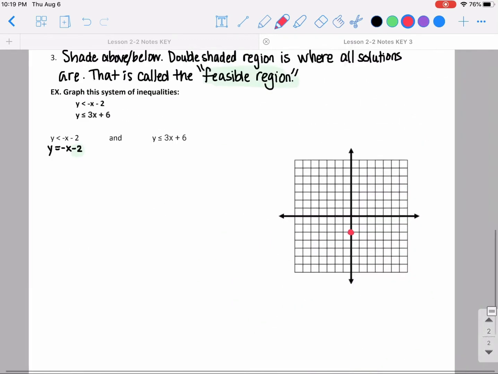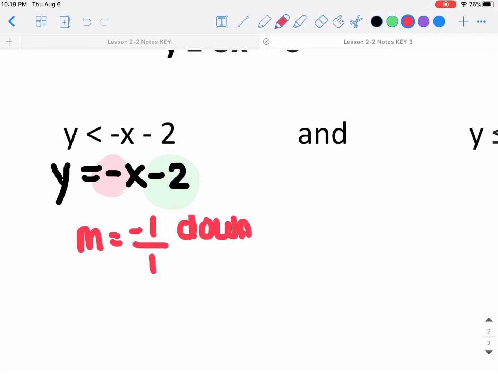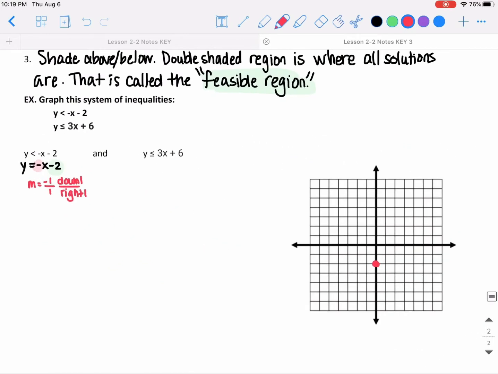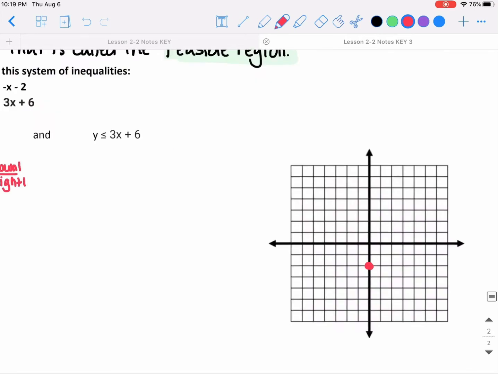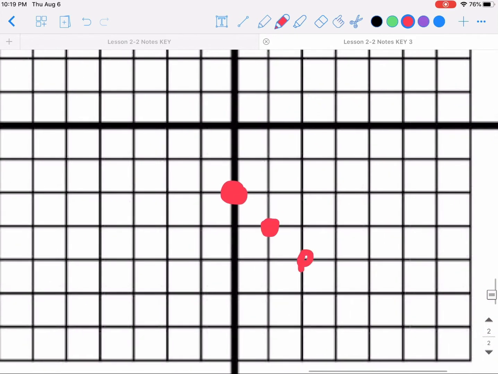And then I know that the slope is going to be -1. So if the slope is -1, that means that my slope I can write as -1/1. That means I'm going down 1 to the right 1 from my y-intercept, which is a point I know is on that line. So I'm going down 1, right 1, down 1, right 1, down 1, right 1. Then if I want to go to the left, I'm going up to the left 1, up 1 to the left 1.